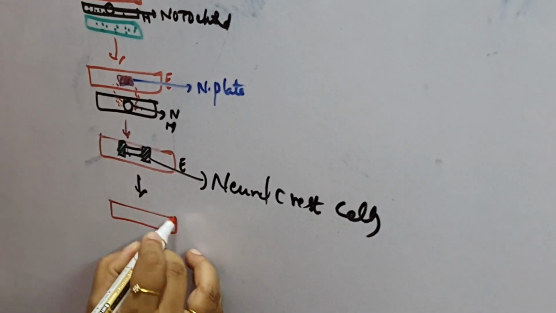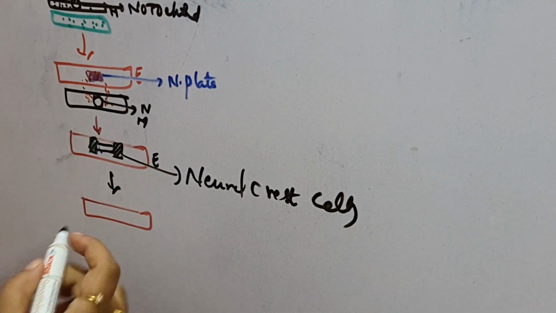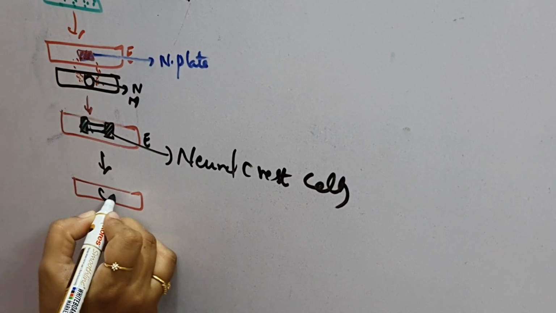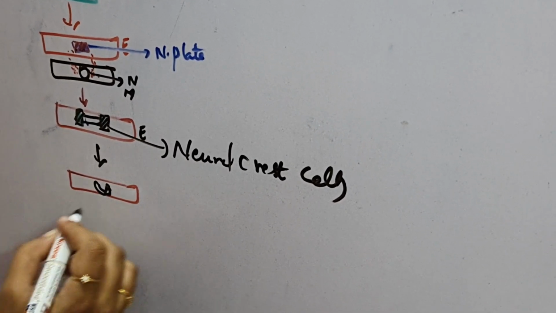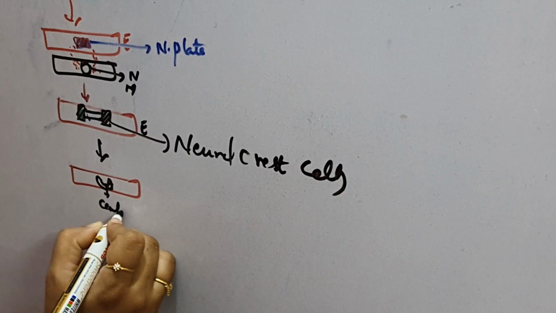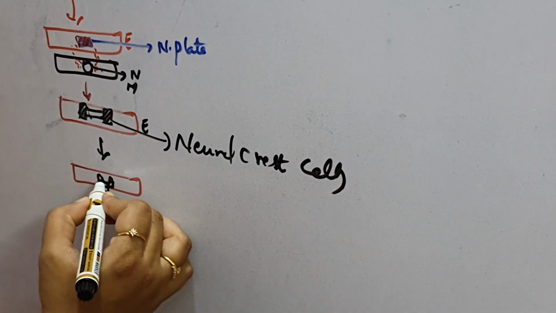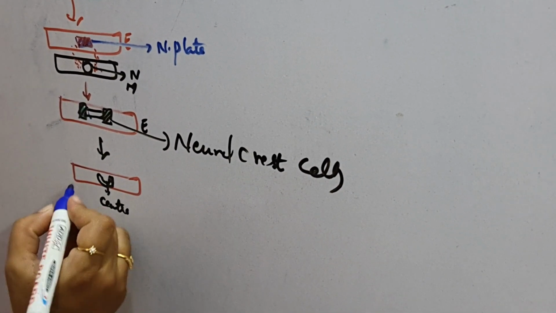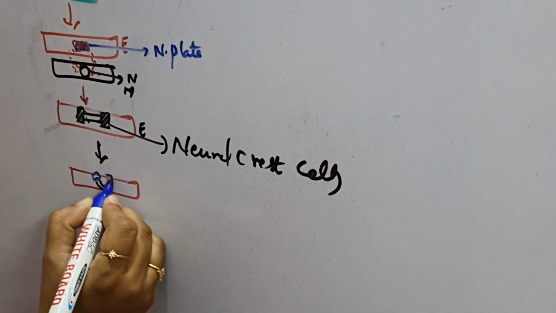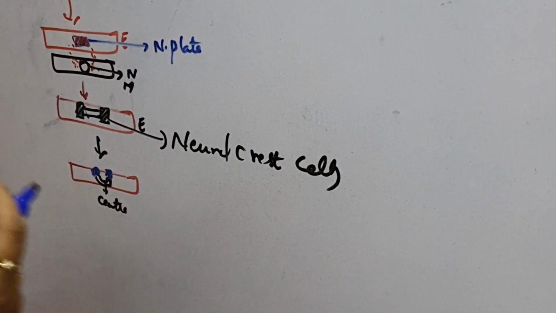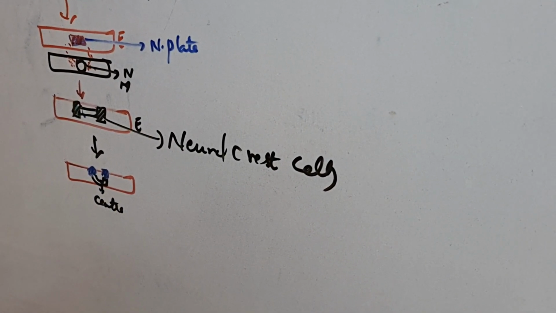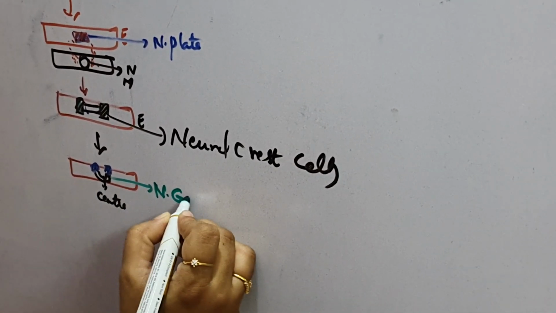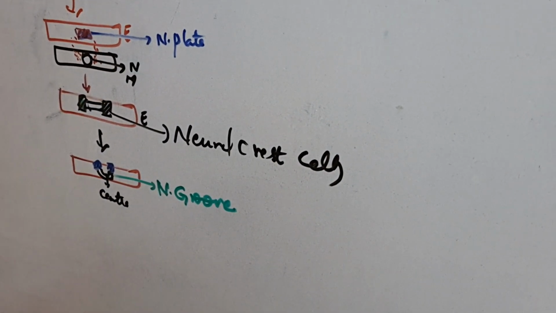What happens in the next stage? Again in the ectoderm, both ends of the neural plate will try to come to the center with an invagination in the center. Due to this invagination, both ends of the neural plate come towards each other, and as usual, neural crest cells are present at the dorsolateral ends. At this point, the neural plate is called the neural groove.